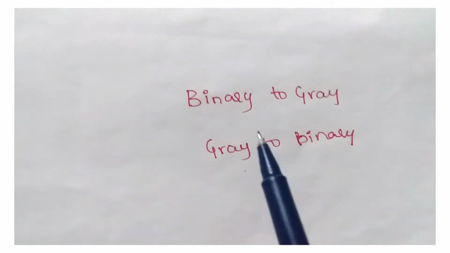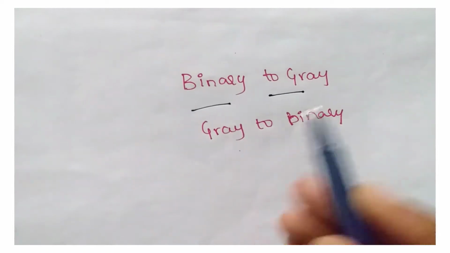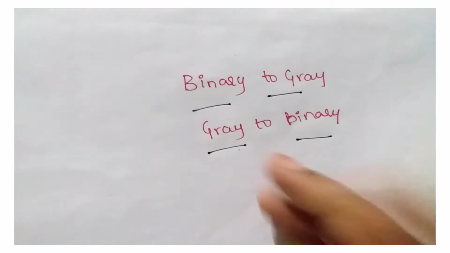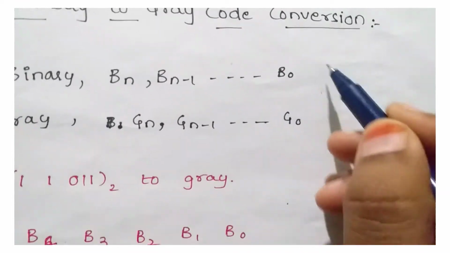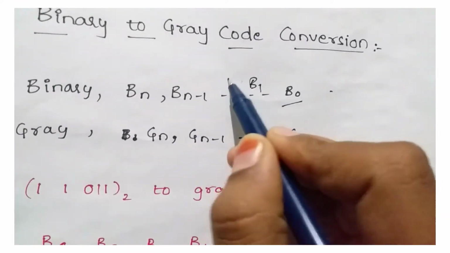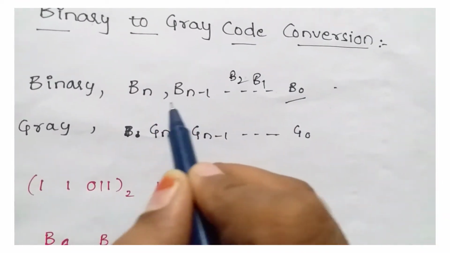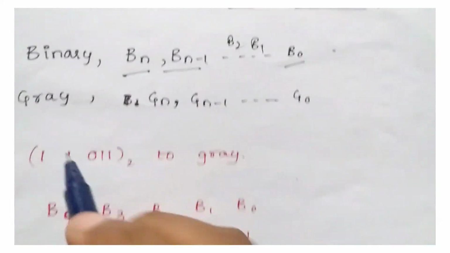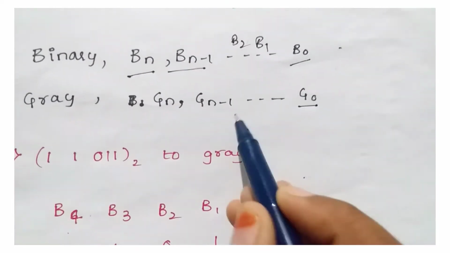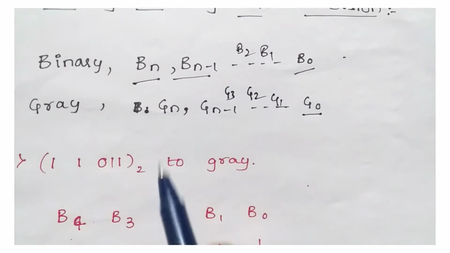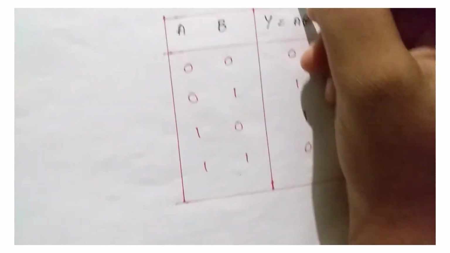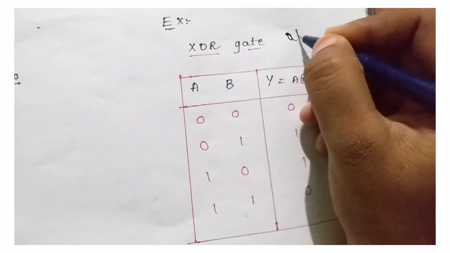Everyone, now in this section we will discuss binary to gray conversion and gray to binary conversion. We are representing binary as b0, b1, b2 up to bn minus 1 and bn, and gray as z0, z1, z2, z3 up to zn. By using the XOR gate, we have to add.